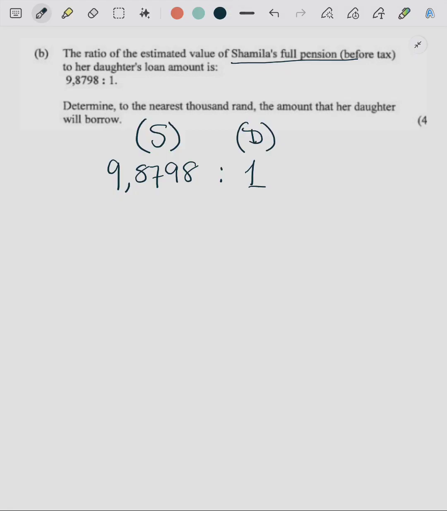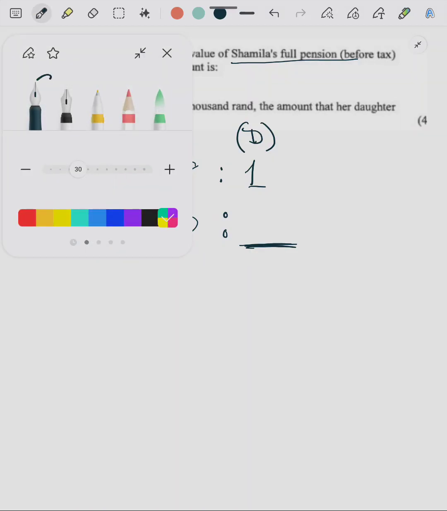Now we are looking for the daughter's amount. So on my next line, I'm going to say this is the one that I'm looking for, which implies I must know Shamila's amount already. And I do, because it's the amount that was her pension. And if you check the question, that would have been the 3,457,920.